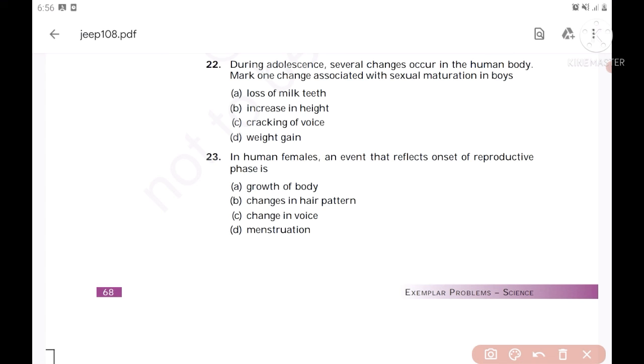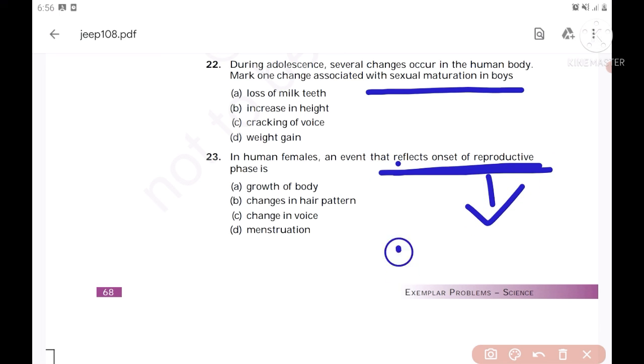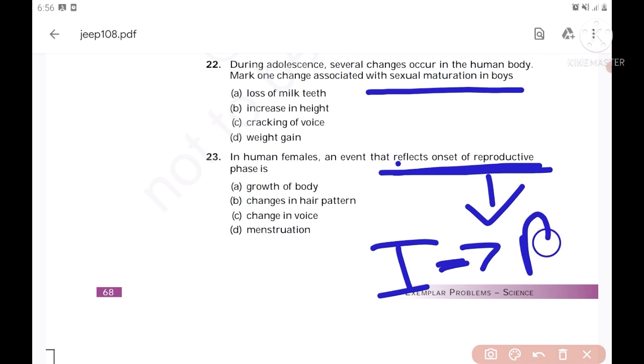23. In human females, an event that reflects onset of reproductive phases. Okay, good question. You will get confused between the C. In 22, they asked the changes with sexual maturation happens. Well, sexual maturation is happening. But over here, they asked what reflects onset of reproductive phase. In the sense, the individual is having a capability of reproduction. Okay, these two are different.